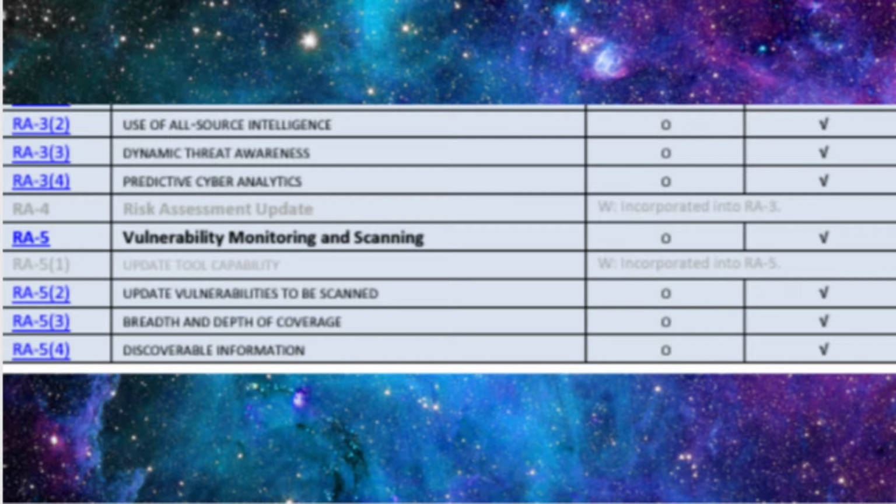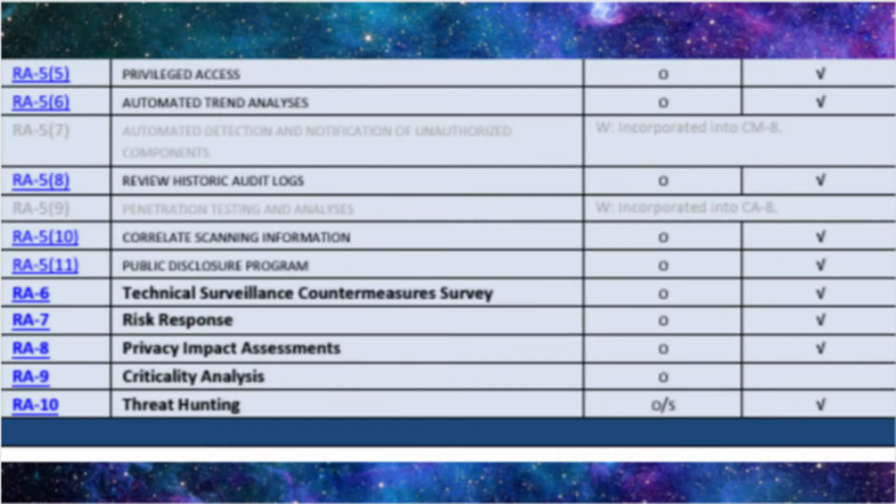This also details vulnerability monitoring and scanning, update vulnerabilities to be scanned, breadth and depth of coverage, discoverable information, privileged access, automated trend analysis, review historic audit logs, and concludes with correlating scanning information, the public disclosure program, technical surveillance countermeasures survey, risk response, privacy impact assessments, and criticality analysis.